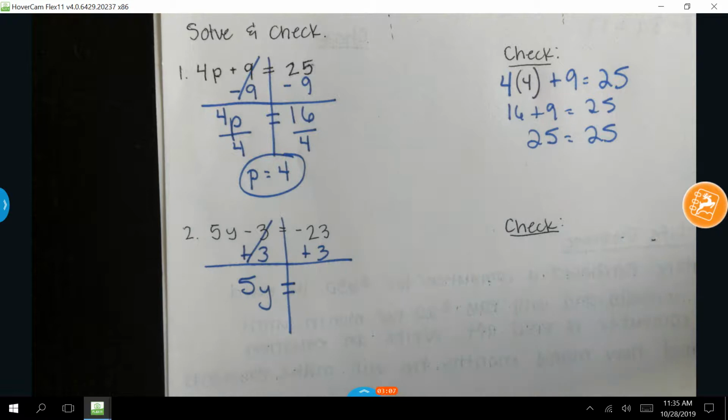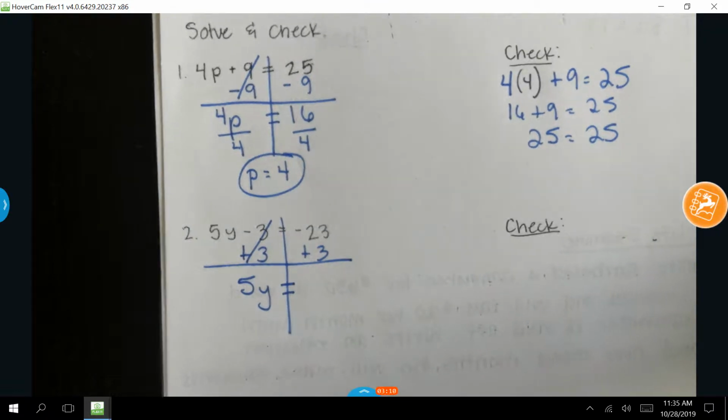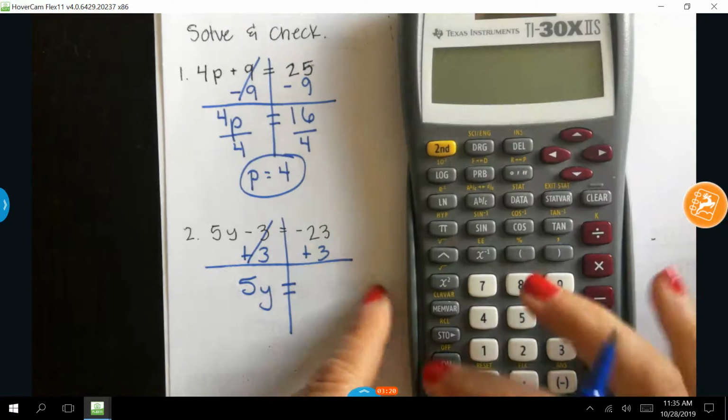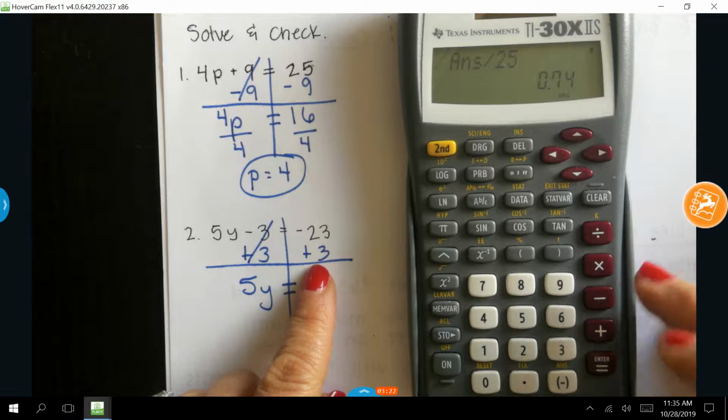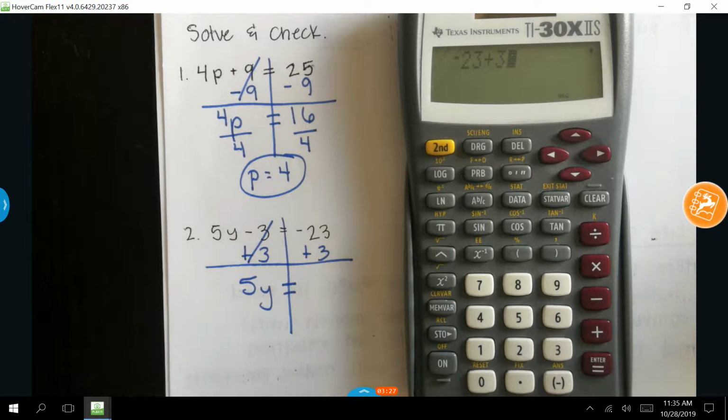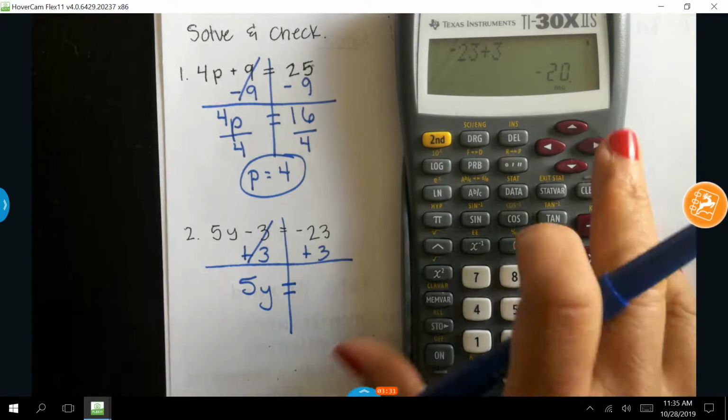Very good. And how did you do that? What did you put in the calculator? Exactly. Do exactly what Brighton did. You put in what you see on the calculator. So it's negative 23 plus 3. Negative 23 plus 3. Don't add extra signs. Don't add extra negatives and things. It's just how it looks. So it's negative 20.